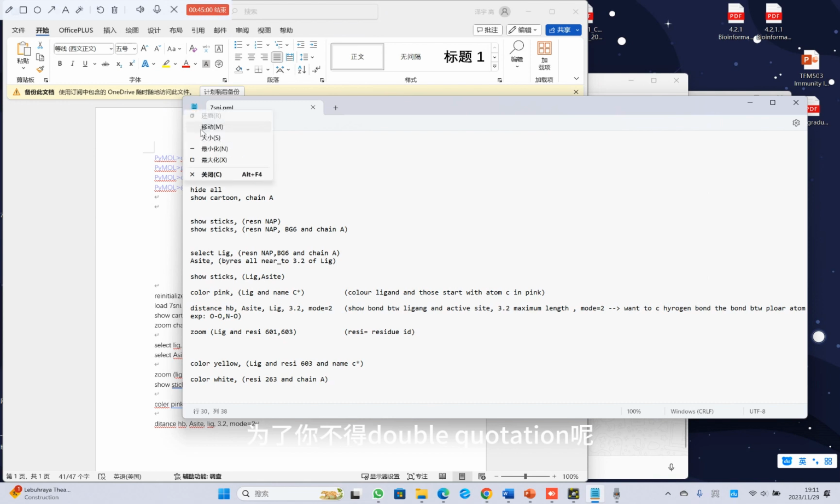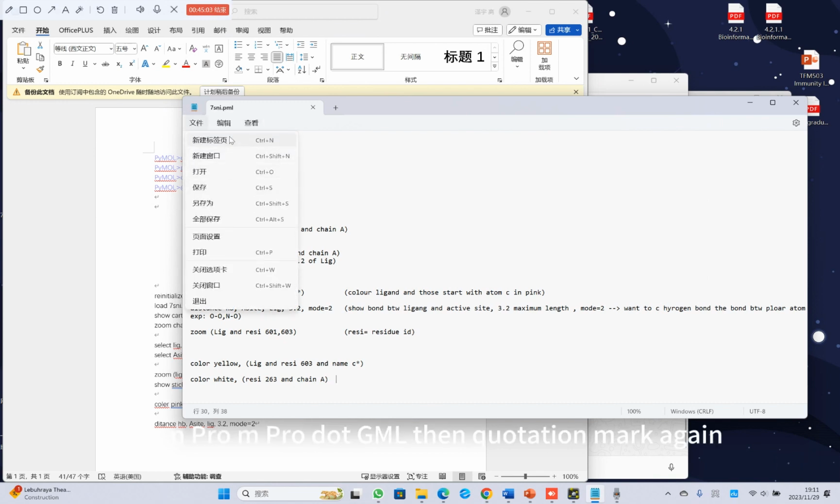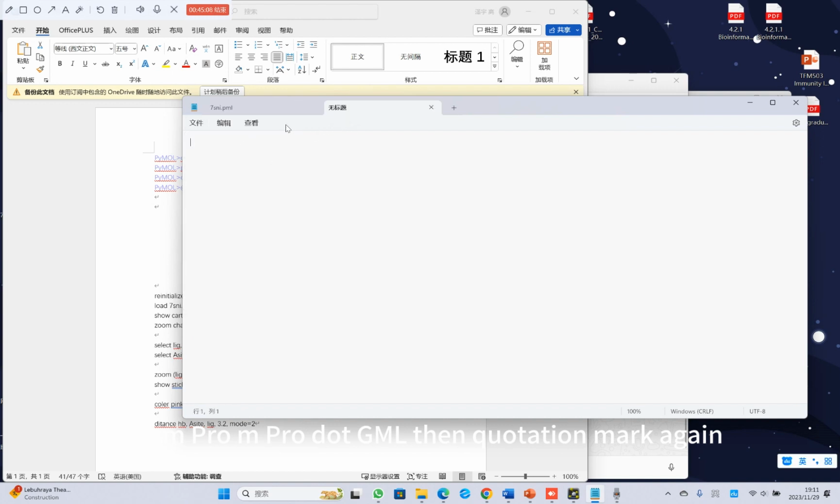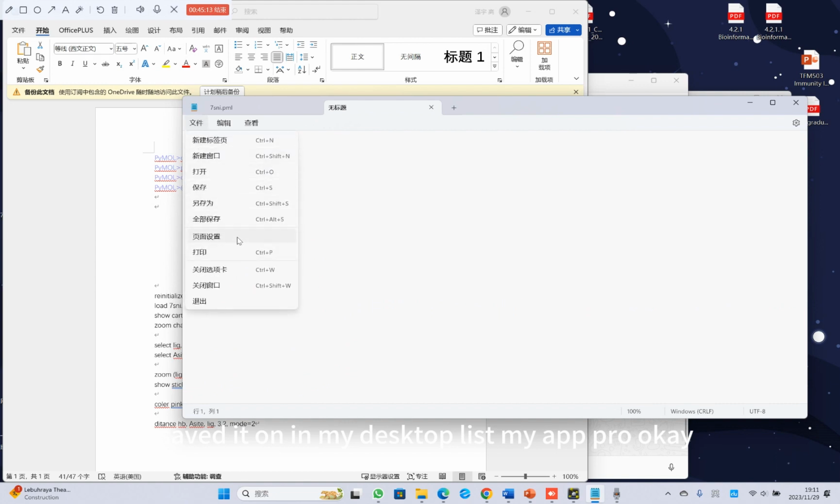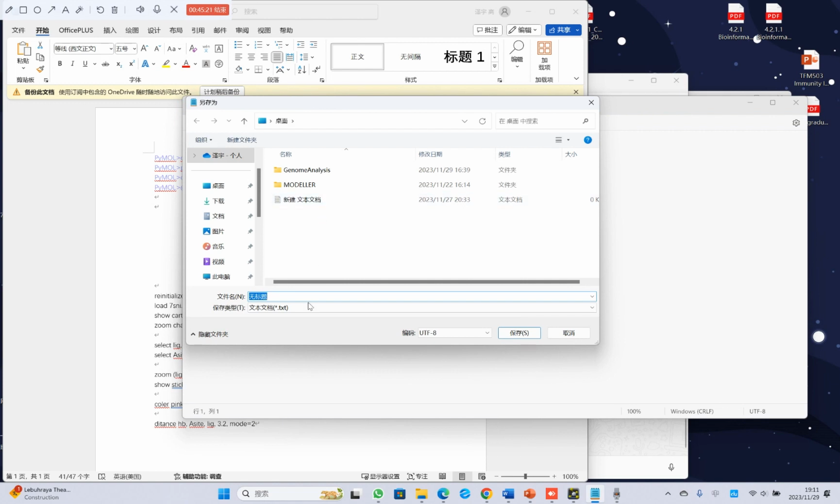So again, you have to put the double quotation. This one I put mpro, mpro dot pml, then quotation mark. Again, I saved it on my desktop. This one mpro. Okay, initialize. Same command. And then if you download this one, you can write load 7t8n.pdb.